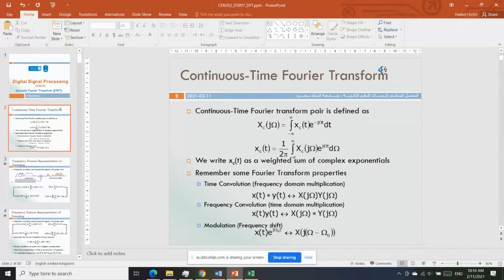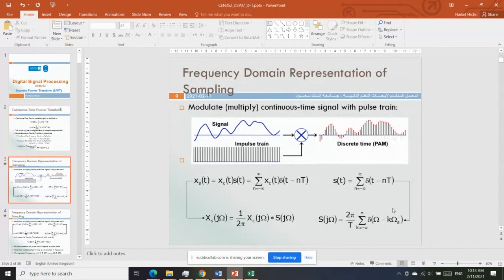Modulation, which is a frequency shift. If you take a signal and multiply it by a sinusoid, the Euler formula of a sinusoid with an angle omega zero, then it becomes a shift in the frequency domain. Here you multiply by a sinusoid, here it shifts by the angle of the sinusoid, omega zero. So modulation in the time domain, when you multiply with a sinusoid, is the same as a frequency shift in the frequency domain. The frequencies get shifted. Okay, so that's a summary.